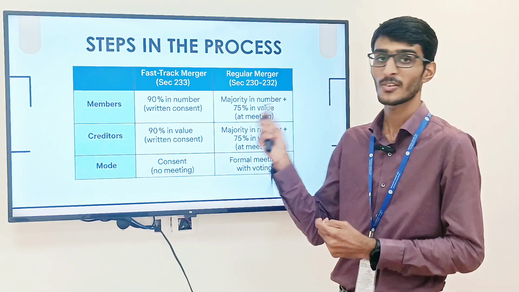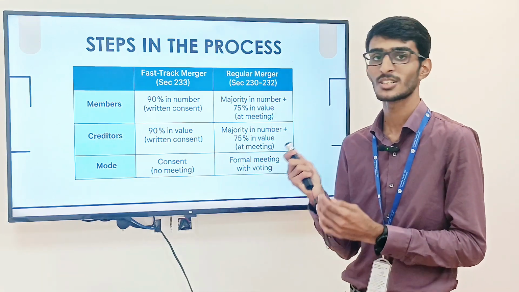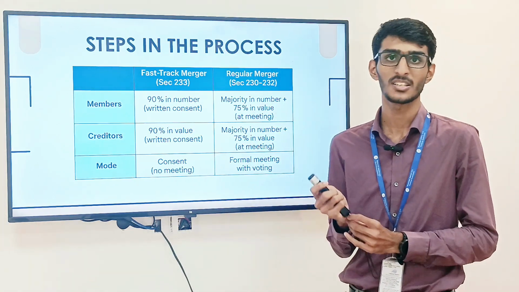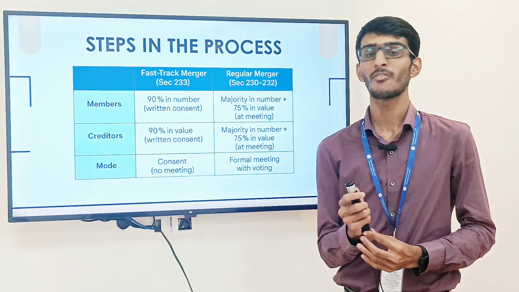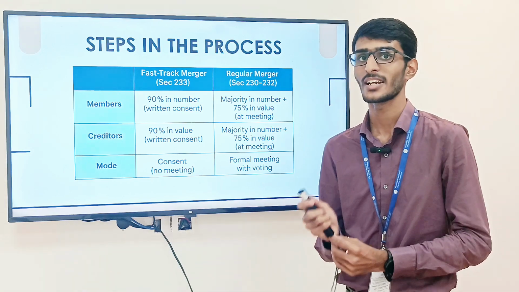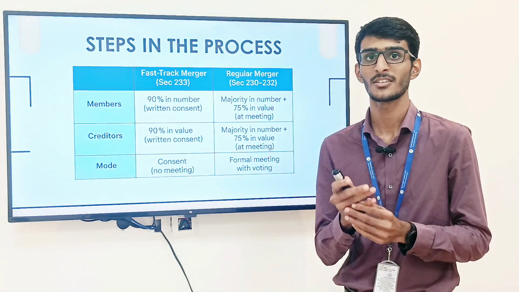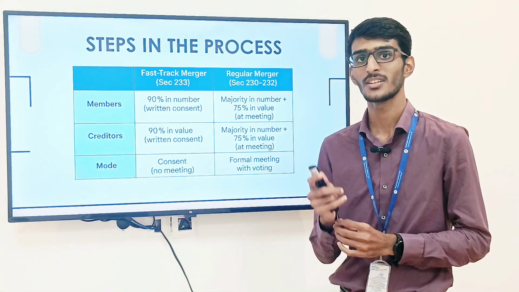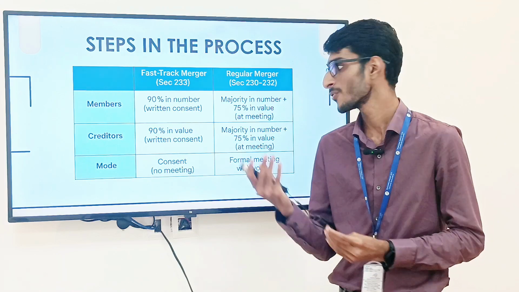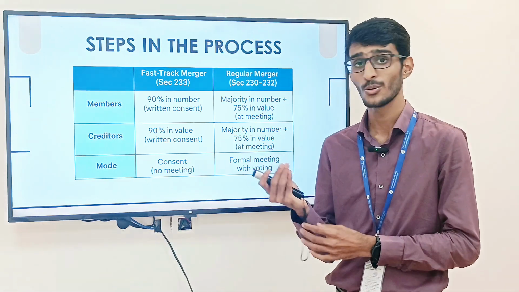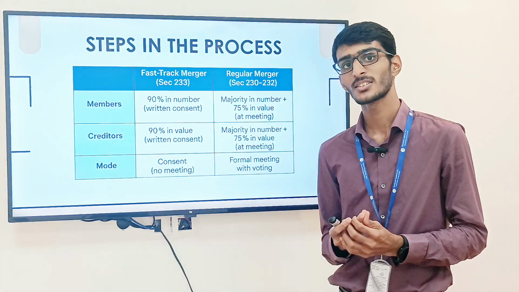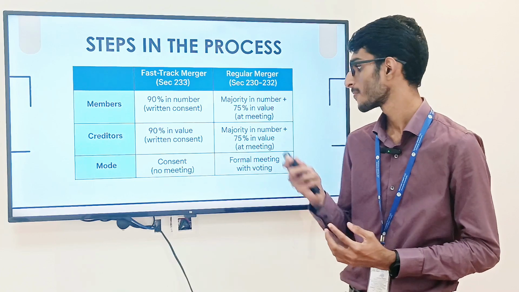So 90% of the members need to accept it, and 90% of the creditors in value. Here the number doesn't matter, it is the value. Let's say 1 crore worth of creditors are there as per the company's books. At least 90 lakhs worth of creditors. Let's say if it is a single entity also, if they are having 95 lakhs worth of value, then if their approval is taken, that's more than enough.